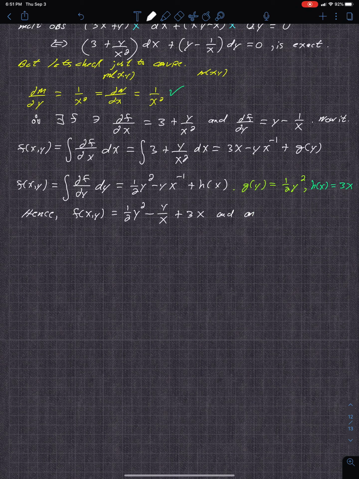And an implicit solution is given by y squared over 2 minus y over x plus 3x, and then equal to a constant. Or you could say plus c equals 0. It doesn't matter.